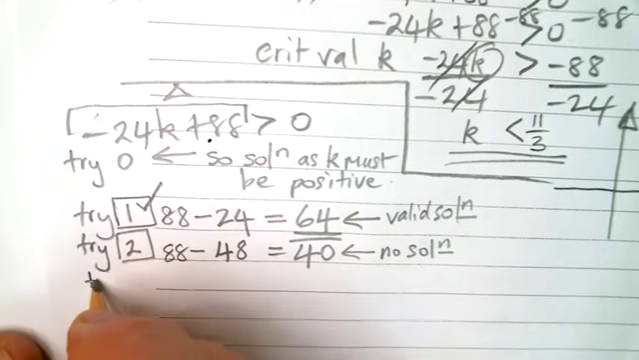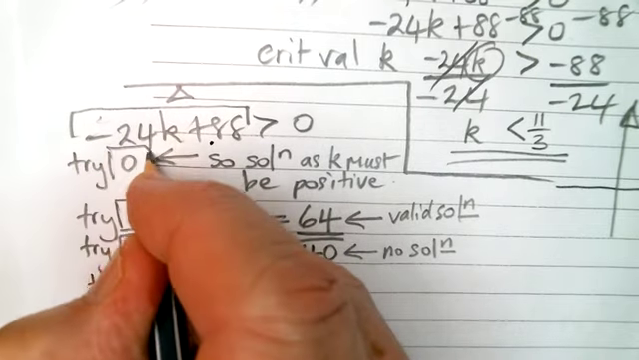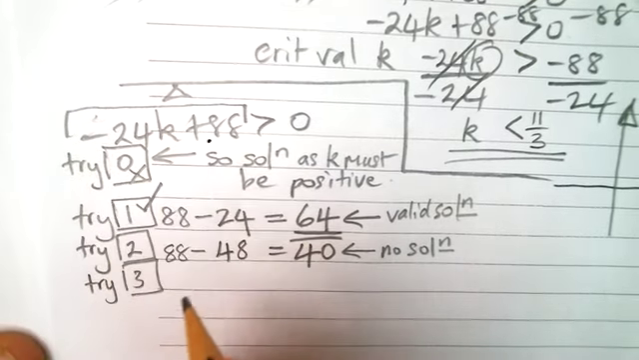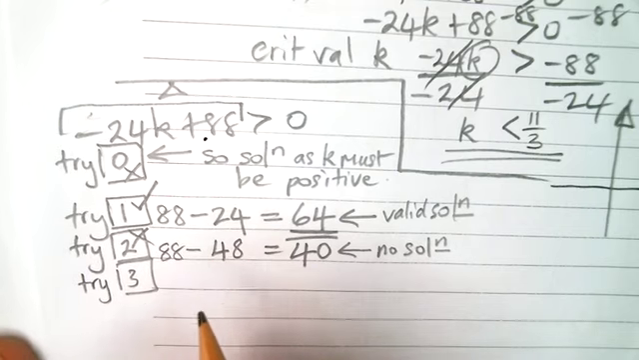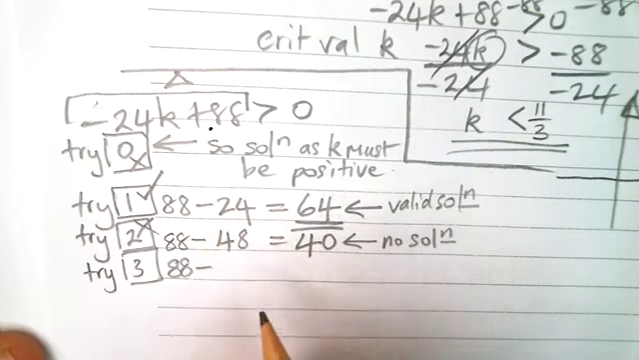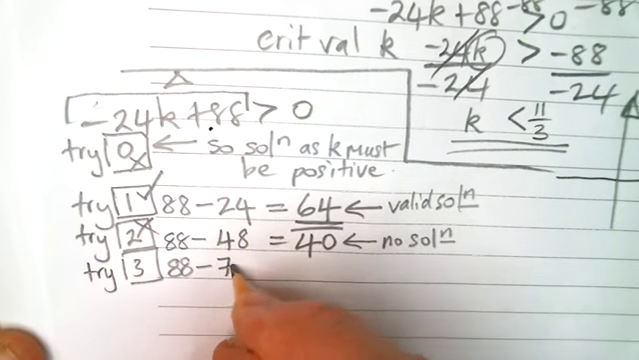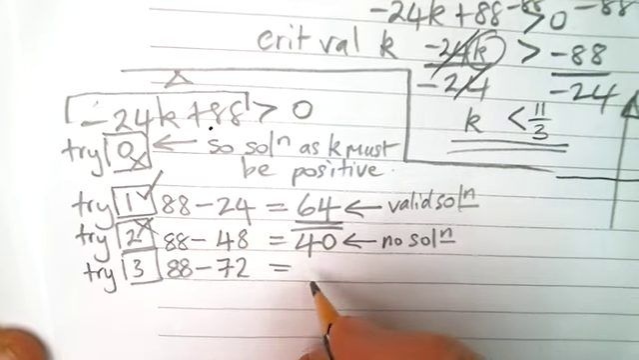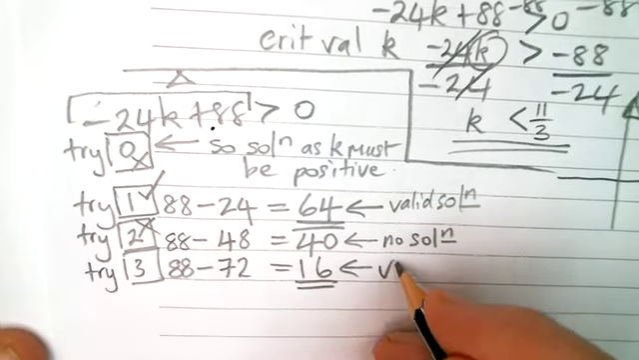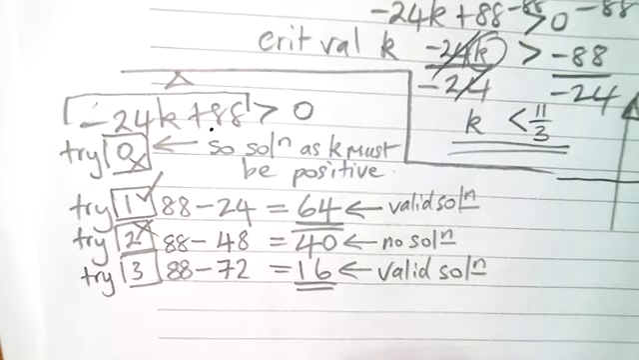Okay, let's go try 3. I'll put a cross here for 0, not good. So for 3, we've got 88 minus 24 times 3, which is 72. And 88 minus 72 is going to be 16. And 16 is a square number. So this is a valid solution.